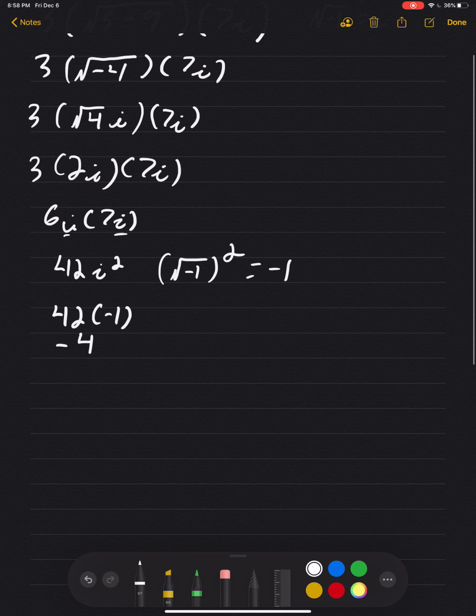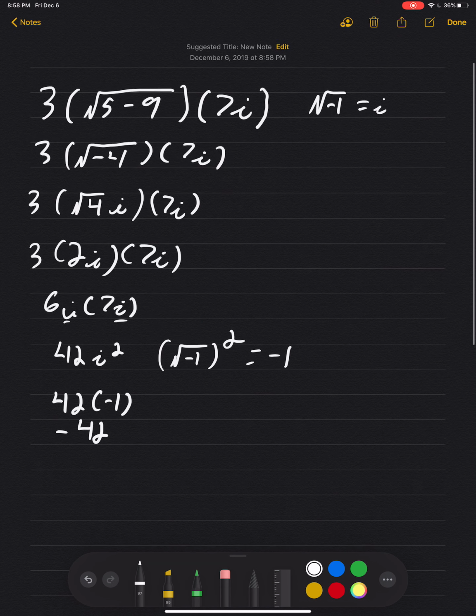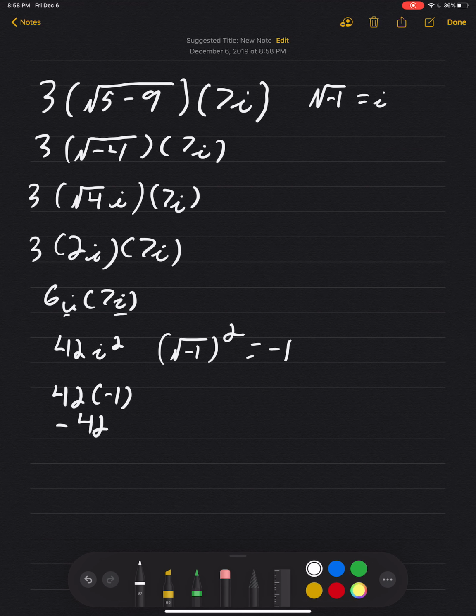which equals negative 42. So we can say that our solution to 3 times the square root of 5 minus 9 times 7i equals negative 42.